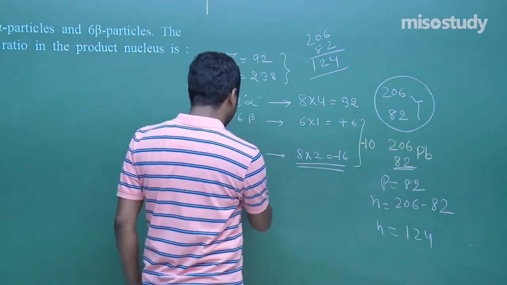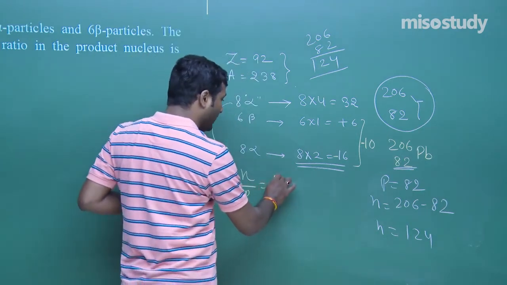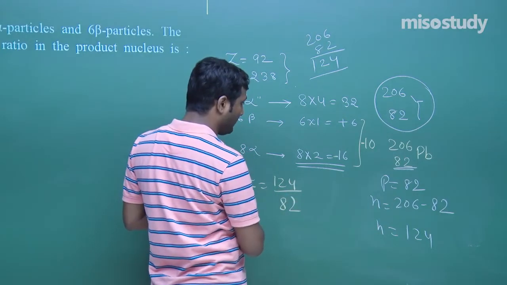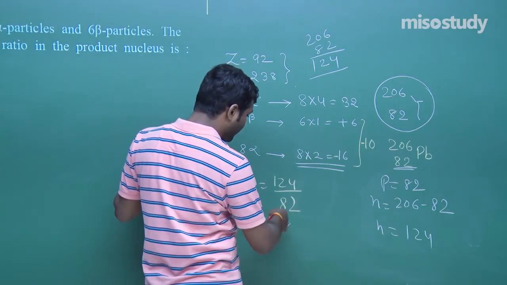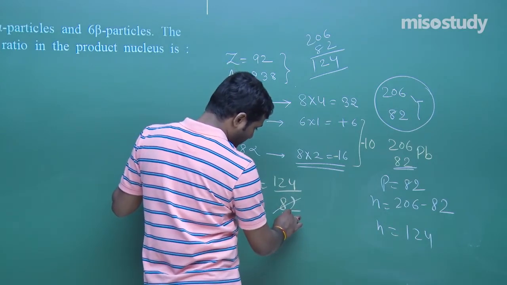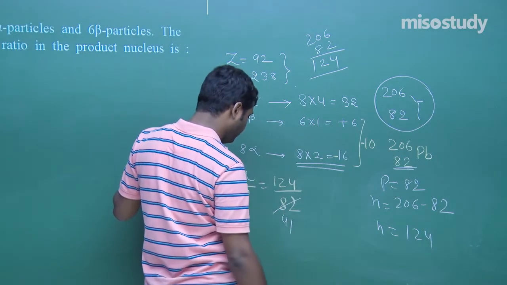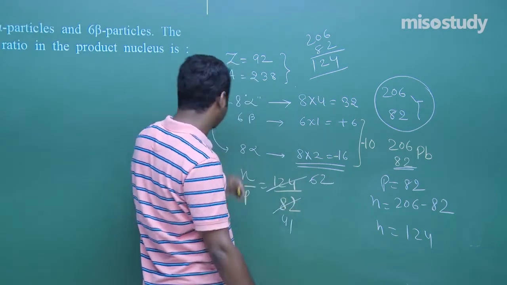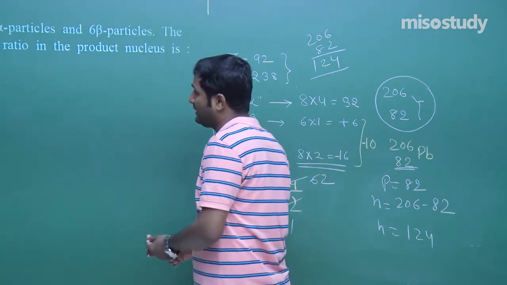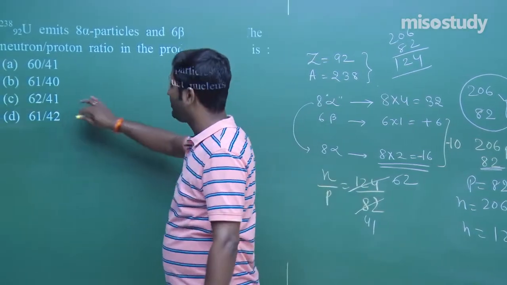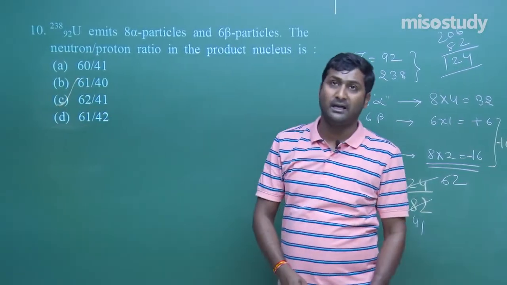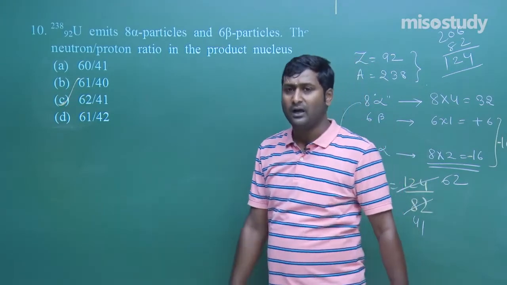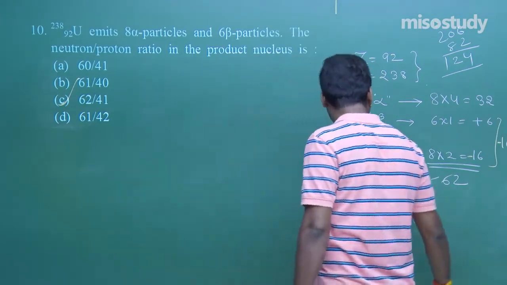So what is the ratio of N by P in this case? 124 upon 82. Now what will happen? Dividing by 2, that is 62 upon 41. Is 62 upon 41 given here? Yes. So for question number 10, C is the correct option, my friend. I think now you are very much familiar with such kind of question, and it will boost you a lot.